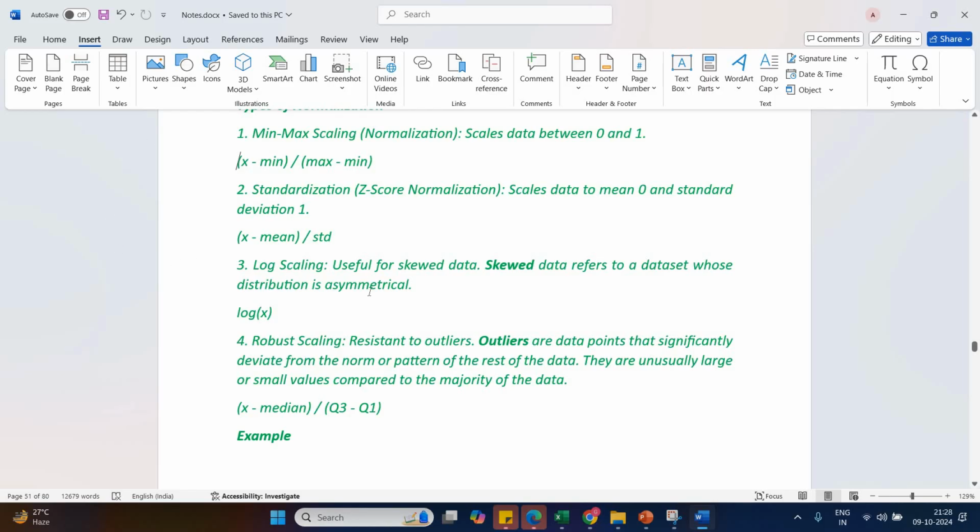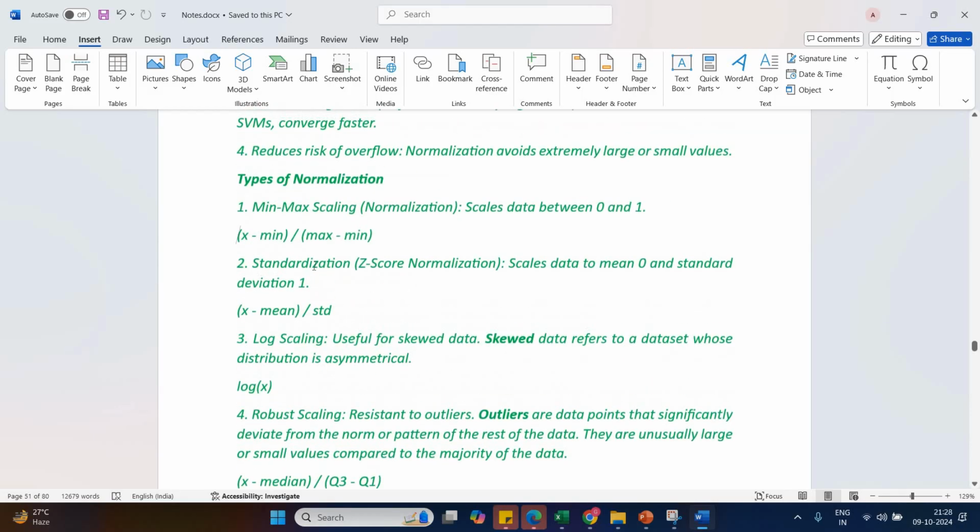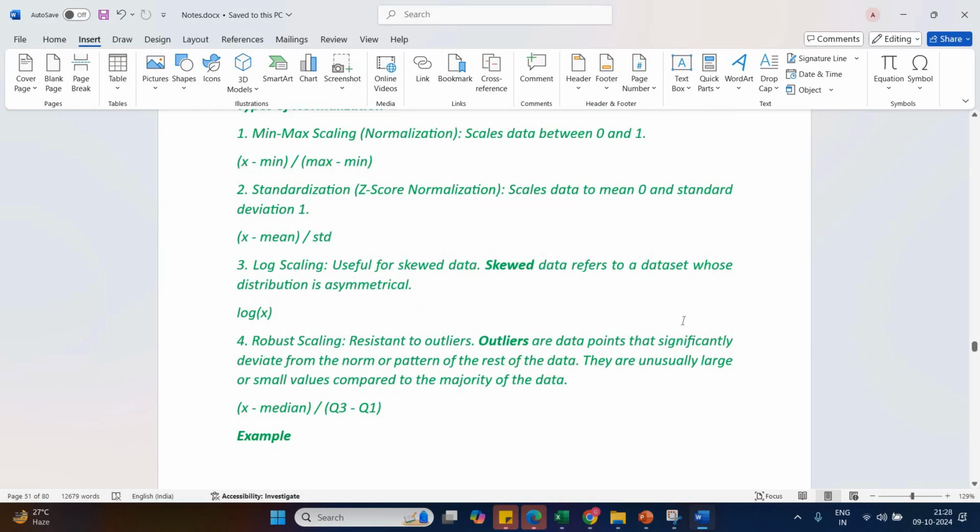Then we have log scaling. Log scaling is another way of normalization, and it is useful for skewed data. Skewed data refers to a data set whose distribution is asymmetrical. Suppose you are plotting a graph with data points, and in some specific area most of the data points are lying, but in other places on the graph the data point density is very low. It may be only 1 or 2 data points lying at some point on your graph.